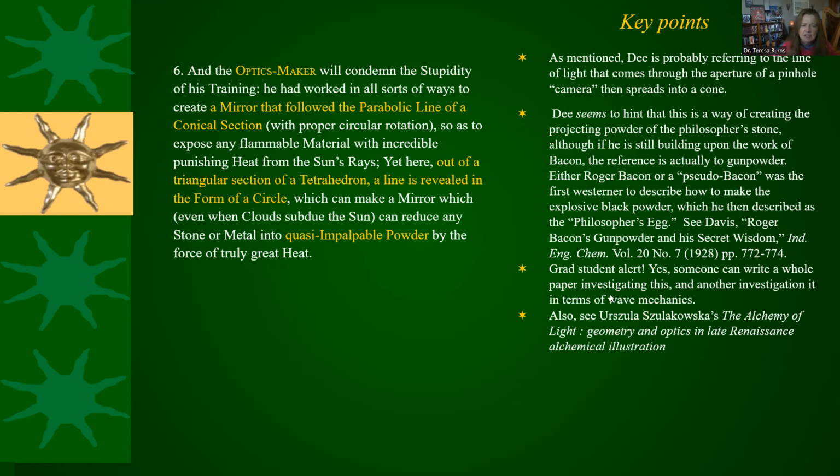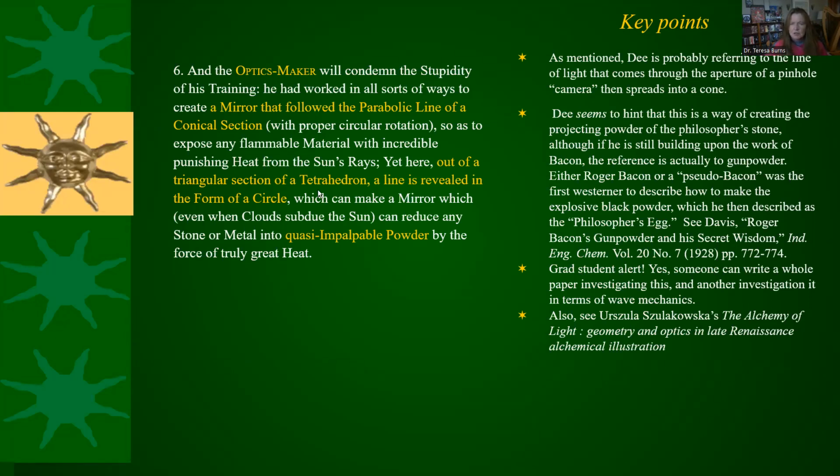Yet here, out of a triangular section of a tetrahedron, a line is revealed in the form of a circle. First of all, this is again playing off that idea of the squaring of the circle. If you are making the circle a sphere and the line has already formed a square and it's cubic, so you're trying to reconcile what we now call Cartesian or cubic geometry with spherical geometry.